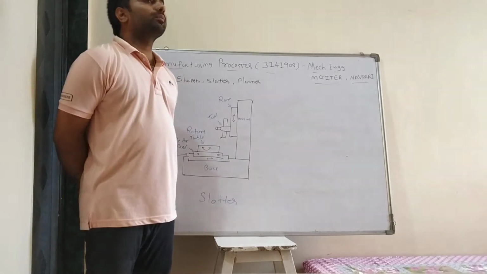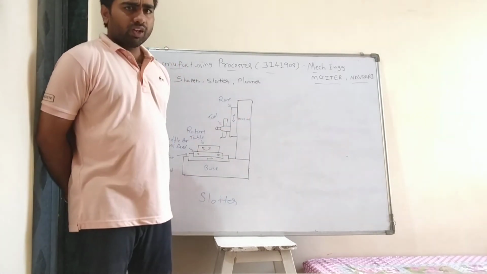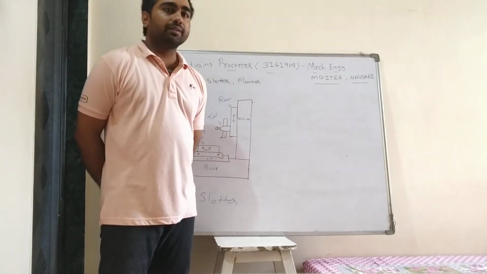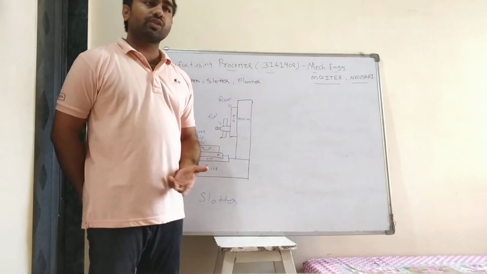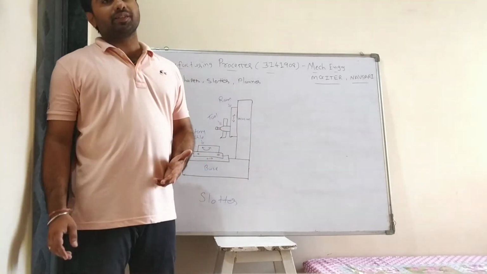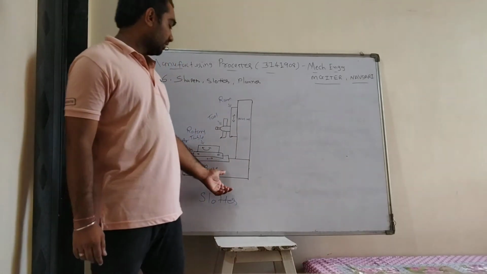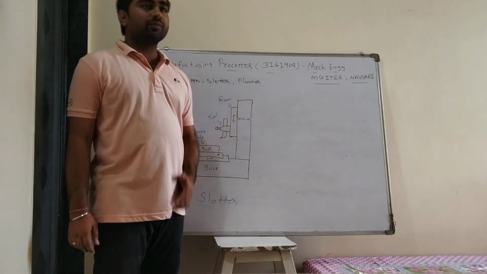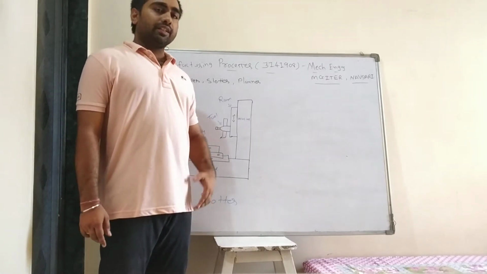In the quick return mechanism, the cutting stroke is slow and accurate, and the return stroke is very fast. That's why it is known as the quick return mechanism in the slotter. In the quick return mechanism, a very high force is applied.